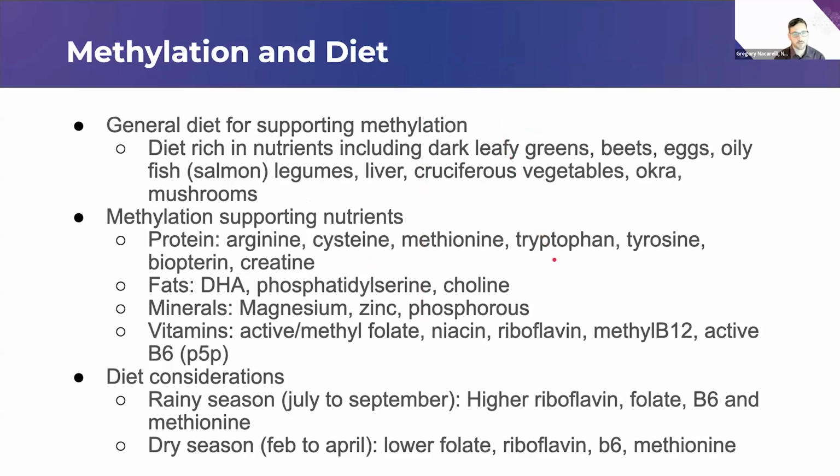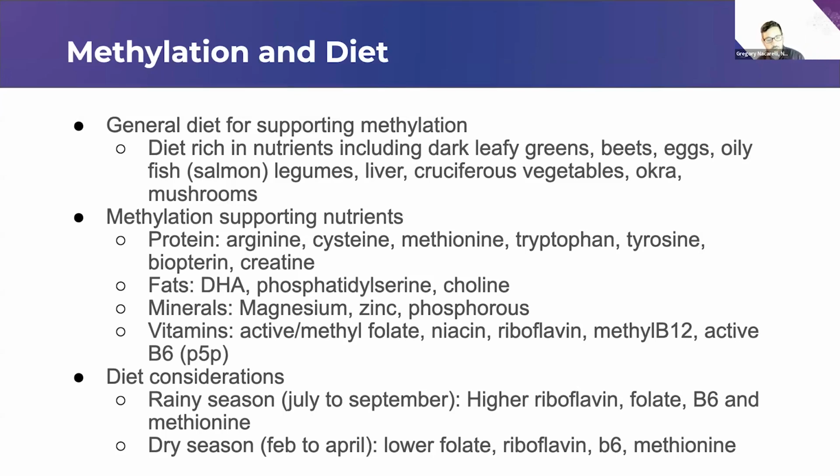General dietary methylation-supporting foods include dark leafy greens, beets, eggs, oily fish such as salmon, legumes, liver, cruciferous vegetables, okra, mushrooms. Nutrients that support methylation include protein, which includes arginine, cysteine, methionine, tryptophan, tyrosine, biopterin, creatine. Fats: DHA, phosphatidylserine, choline. Minerals: magnesium, zinc, phosphorus. Vitamins: the activated forms of B vitamins, including active or methylated folate, methylated B12, niacin, riboflavin, active B6, P5P. Essentially, every B vitamin, for the most part, has some type of entrance into the methylation cycle. So overall B vitamin sufficiency in general.